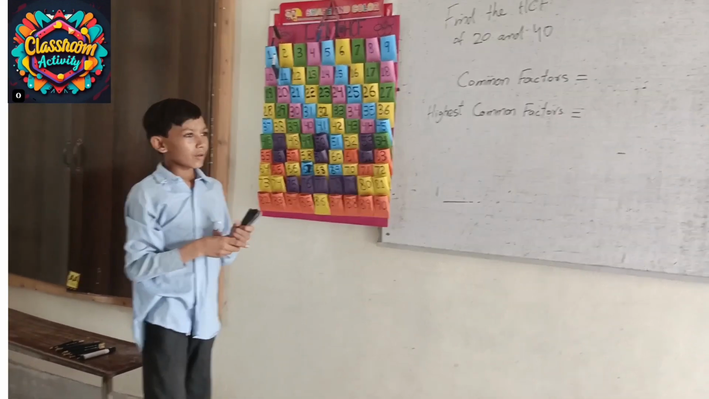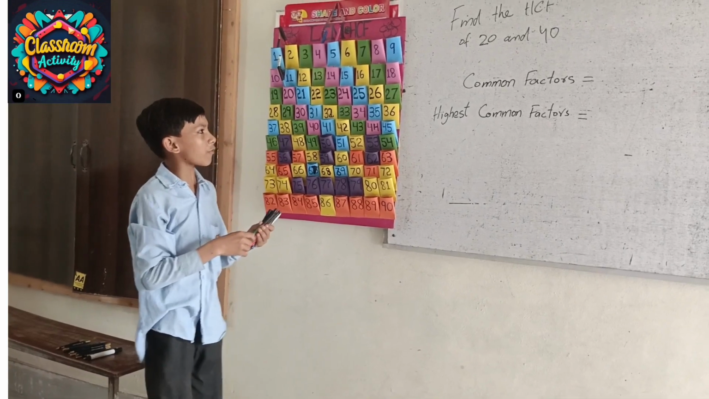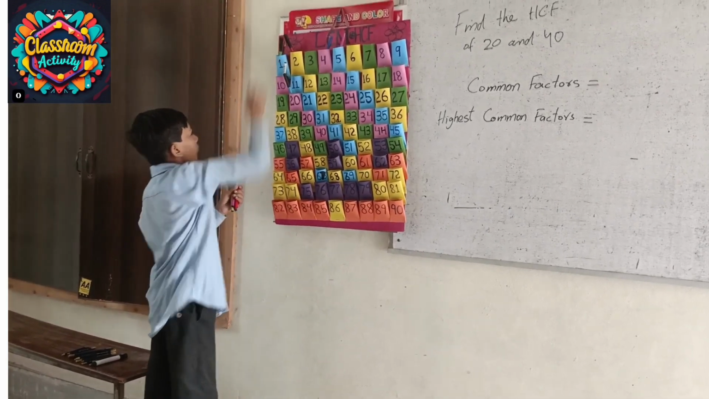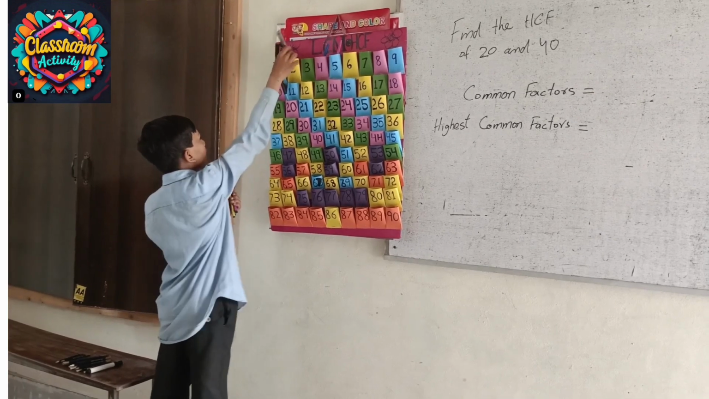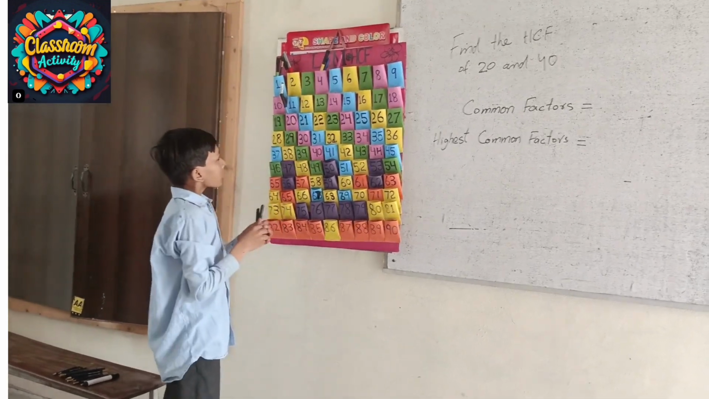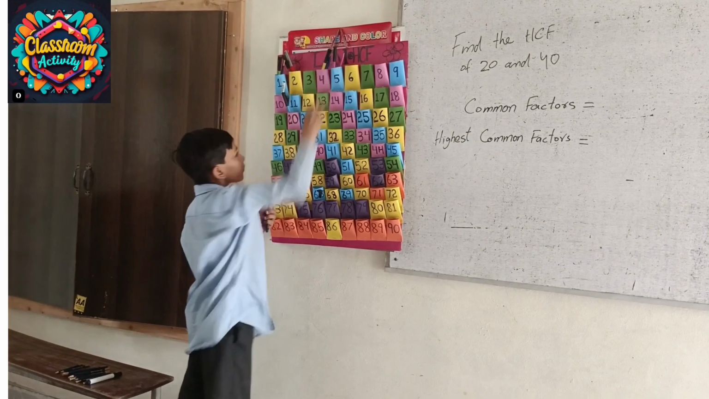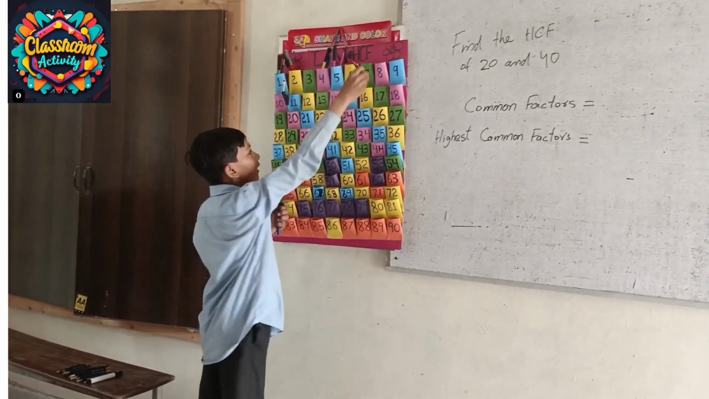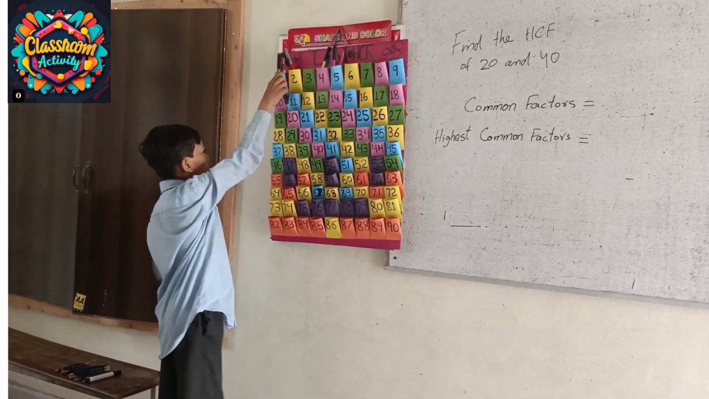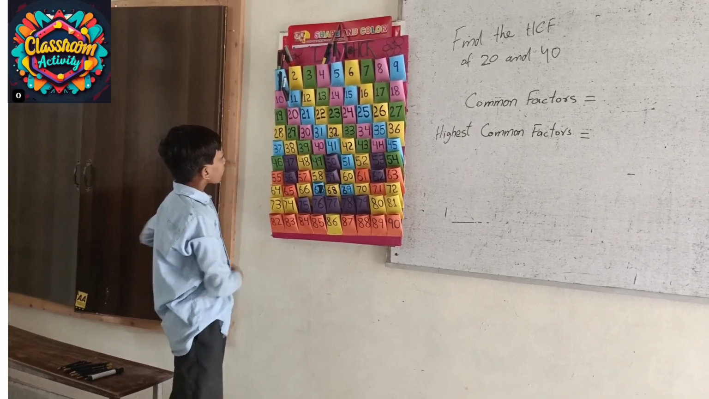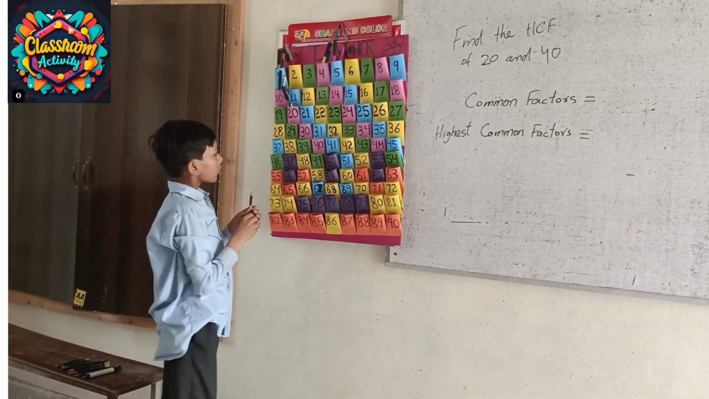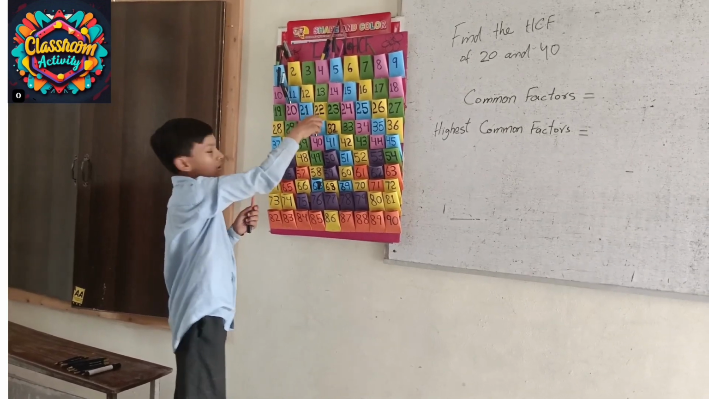Now we find the factors of 40. 1 is a factor of 40, 2 is a factor of 40, 4 is a factor of 40, 5 is a factor of 40, 8 is a factor of 40, 10 is a factor of 40, 20 is a factor of 40, 40 is a factor of 40.